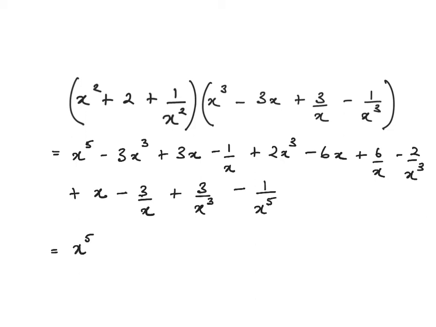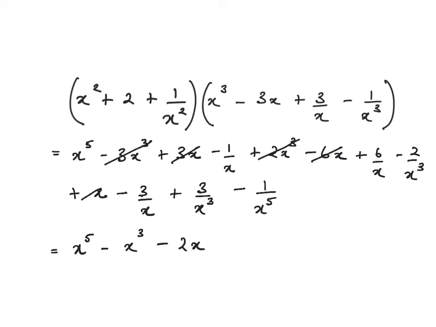So there's minus 3x cubed plus 2, so that's minus x cubed. I've got 3x, take away 6x. So 3x plus x is 4x, take away 6x is minus 2x.